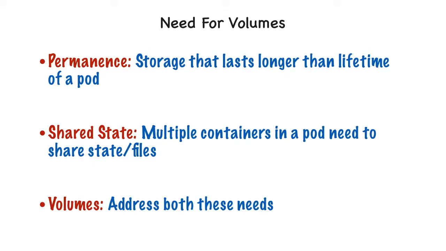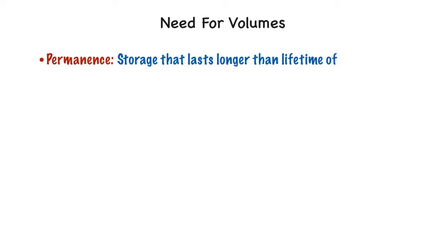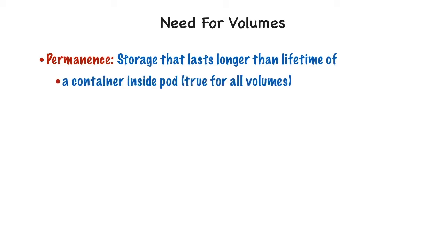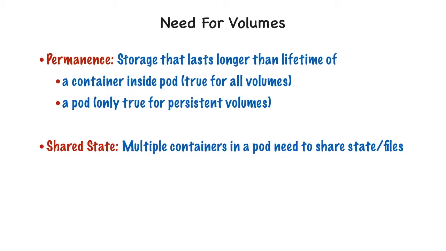Kubernetes volume objects have an explicit lifetime. That lifetime is the same as that of the enclosing pod. As long as the enclosing pod is alive, the volume is alive and available as well. This means that the volumes are going to live longer than any individual containers within the pod, and the data within those volumes will be preserved across container restarts, but they will not continue to exist beyond the pod's lifetime. So if a pod ceases to exist, the volume will cease to exist as well.